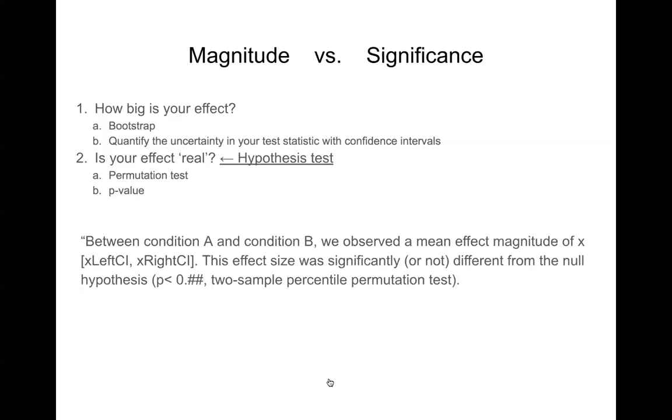So you can have a big effect, but you haven't discovered it's true yet. Or you can have something that's true with a small effect. And that's why these are 2 different things and there are 2 different tests. Bootstrap to quantify uncertainty, permutation test to ask, well, is it real? So permutation test usually comes first.